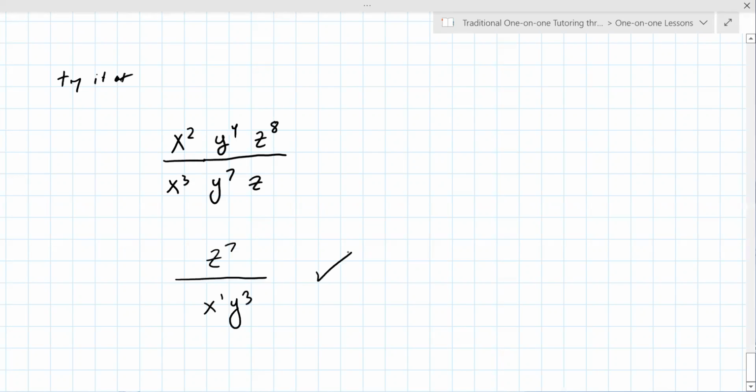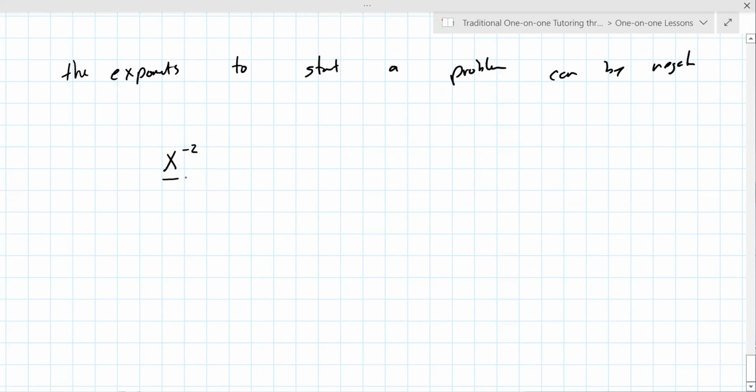Well done. Okay, so I'm going to add just a small wrinkle to these problems. Just a minor little thing. The exponents to start can be negative, but not your final answer. So maybe you're thinking, what does he mean by that? Well, I can put x to the -2 over x to the -4, y to the -1 over y cubed, something like this. Now, you still subtract.